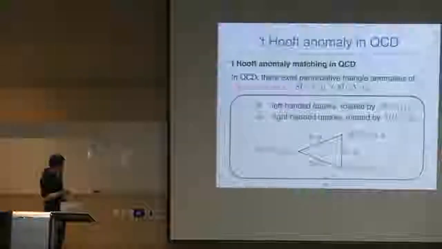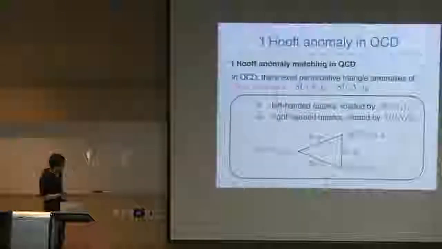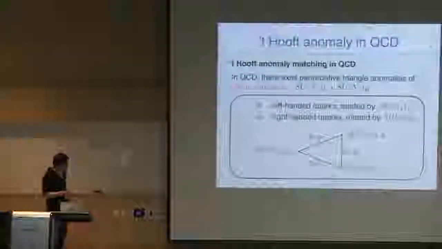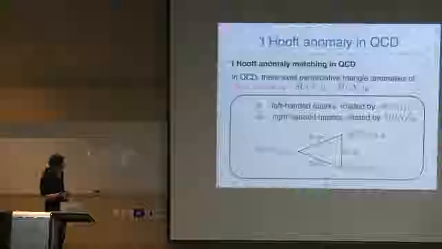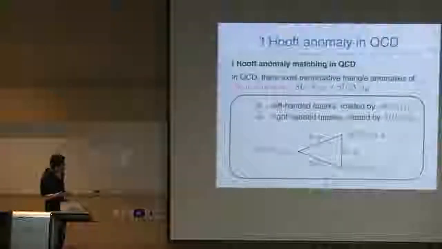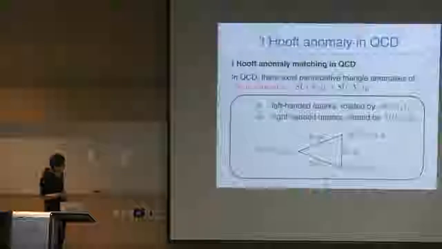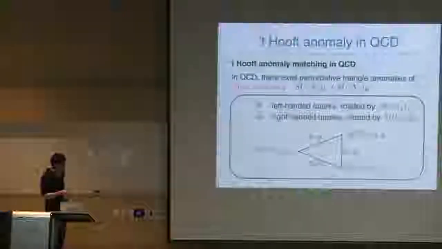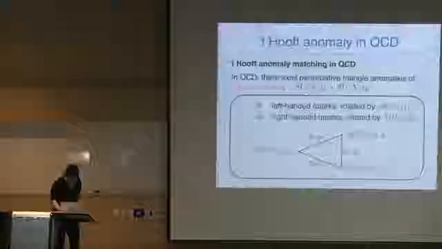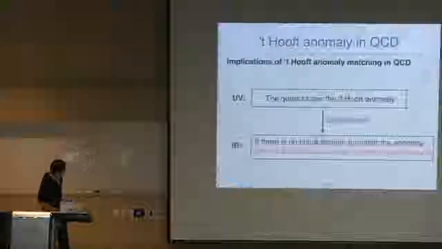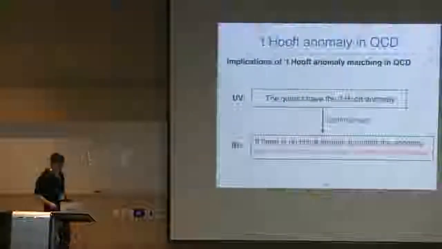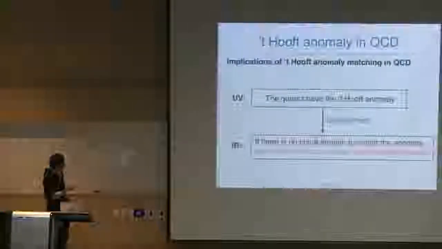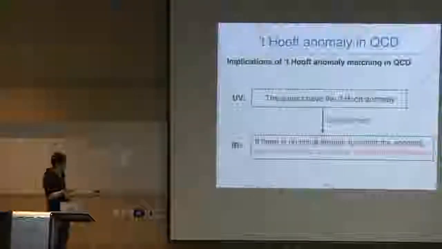These symmetries have this triangle anomaly. This is a very familiar triangle anomaly. So this means that if we gauge these chiral symmetries, then this triangle diagram would give an anomaly. And this anomaly has very powerful implications. In the UV, we have quarks, which contribute to the anomaly of chiral symmetry.